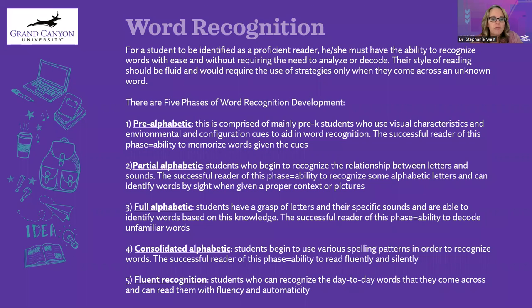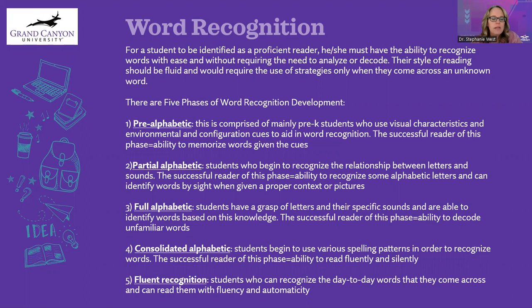The consolidated alphabetic is when students begin to use various spelling patterns in order to recognize words. The successful reader of this phase has the ability to read fluently and silently. Okay, and this comes a little bit later, more into first grade. Sometimes you will see this in kindergarten, but it really moves into first grade, and then it just builds from there.